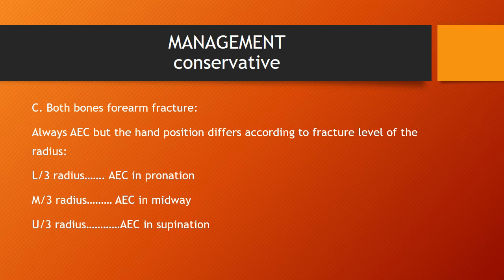Because in case of the lower third radius, the main deforming force is the pronator quadratus muscle. So we have to rest the fracture, not to displace, so we put it in the resting position, which is in pronation. So in the lower third radius, the cast should be an above elbow cast in pronated position, to avoid the deforming force of the pronator quadratus. While in the upper third radius, we have to put it in supination to avoid the deforming force of the supinator muscle, which is very important.